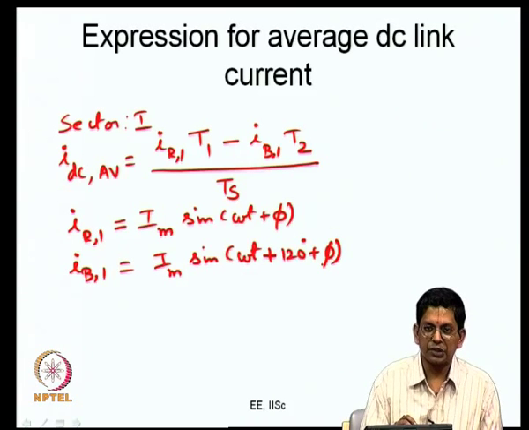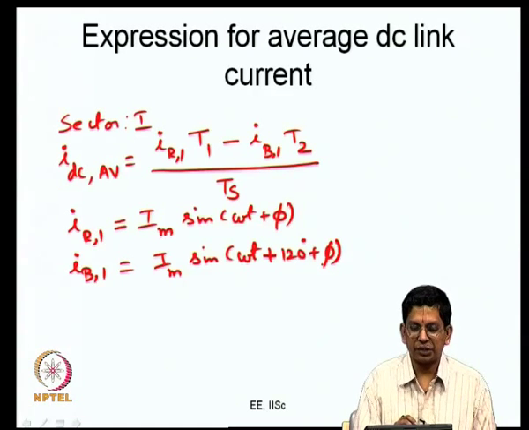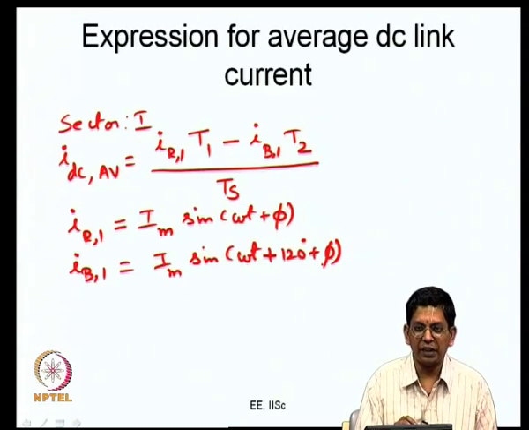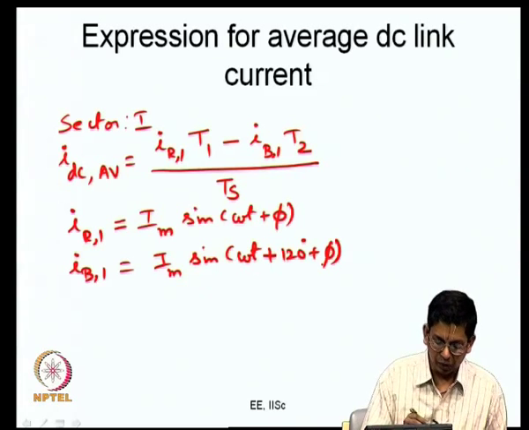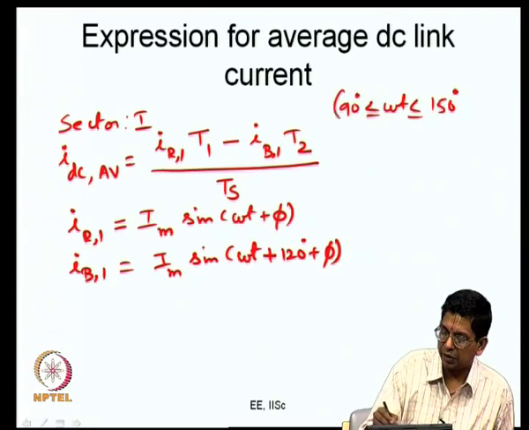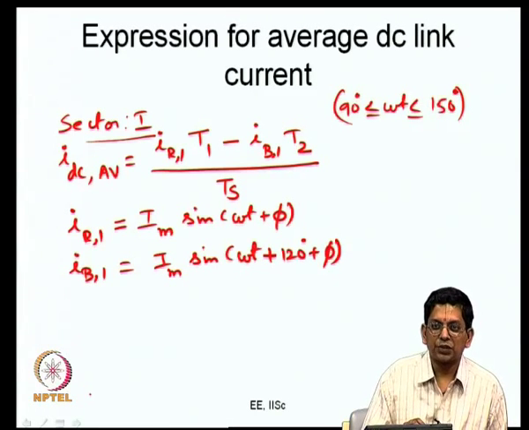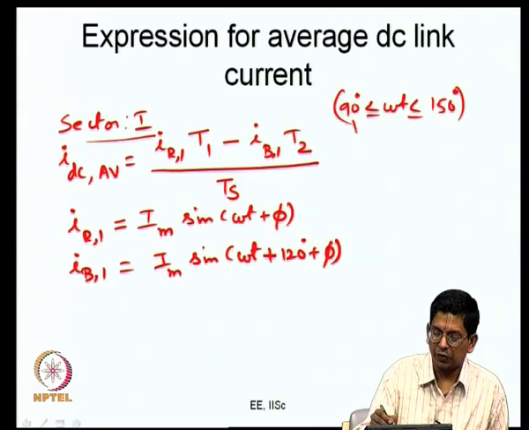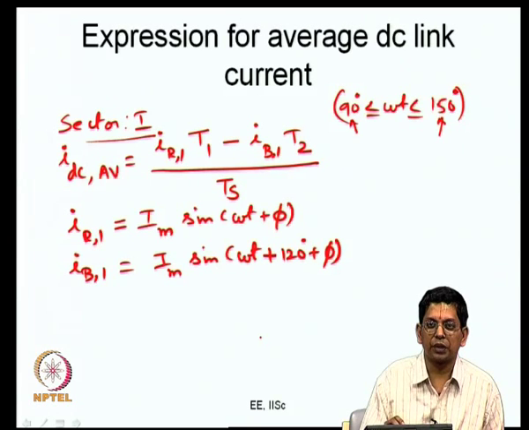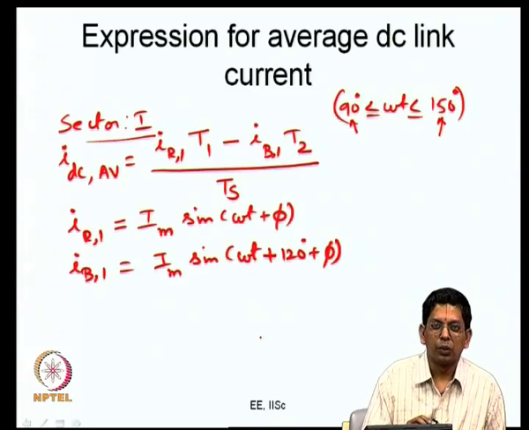Im is the peak value of the fundamental currents, omega t gives the present instant, omega is the angular frequency and t is the present instant of time. We are considering omega t in the range 90 less than or equal to omega t less than or equal to 150 degree. This is the range we are considering. This is sector 1. Sector 1 starts from the positive peak of R phase fundamental voltage and extends to the negative peak of B phase fundamental voltage, and this is what you have now. This can be substituted.